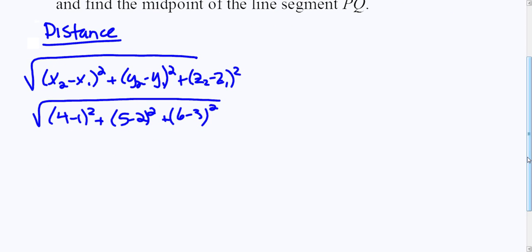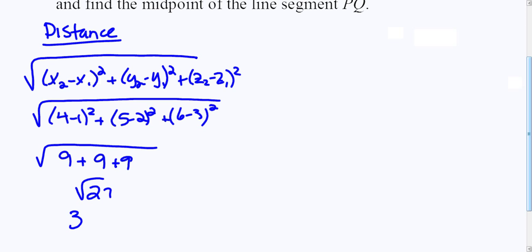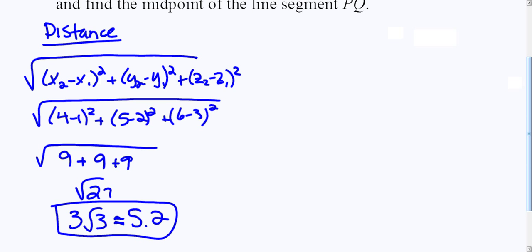All right, so then we have 3 squared, which is 9. 3 squared, which is 9, 3 squared, which is 9, which happens to be the case here. So we get the square root of 27, which is 3 root 3. If you want to get that as a decimal, that's about 5.2. Okay, about. So something like that.